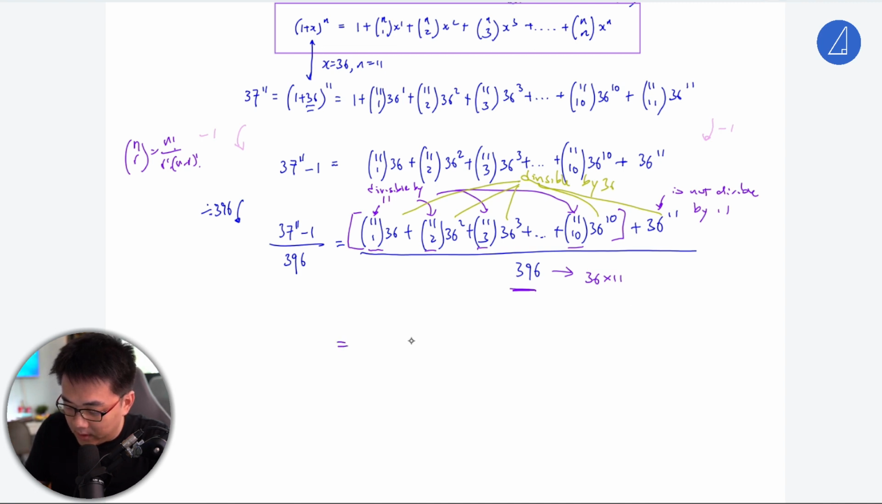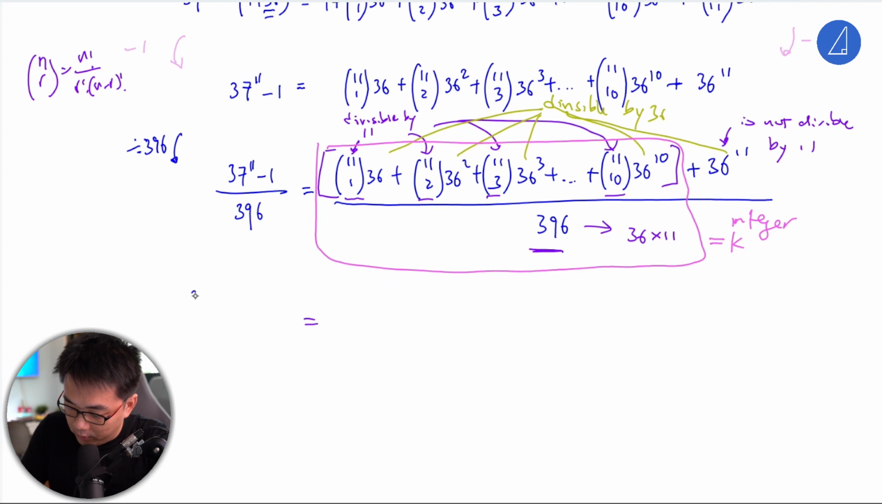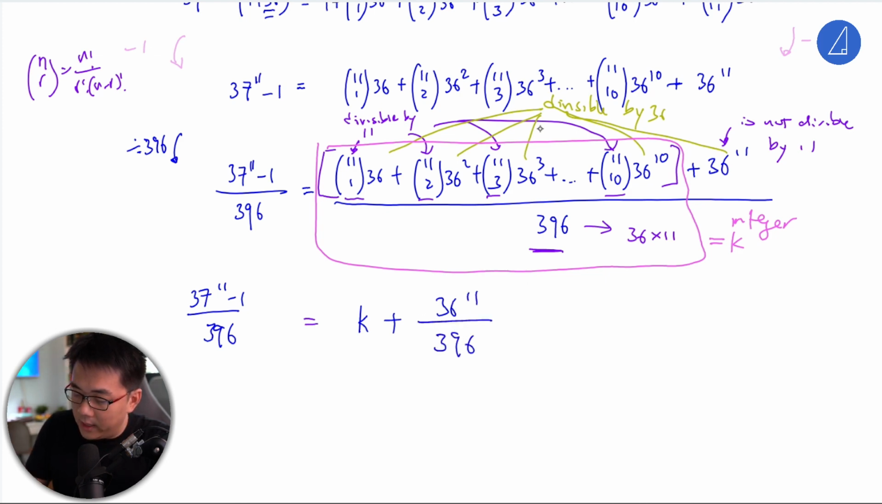So you have some form of integer here, let's say integer k, plus 36. Let this whole thing be my k, because this whole thing here will definitely be an integer. In other words, this will be 37¹¹ minus 1 over 396, which equals integer k plus 36 over 396. This whole k will definitely be an integer because it's divisible by 36 and also 11. They will just cancel out each other.